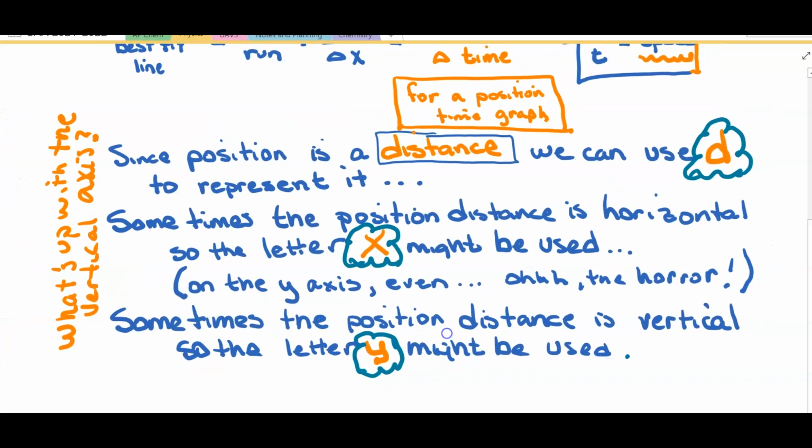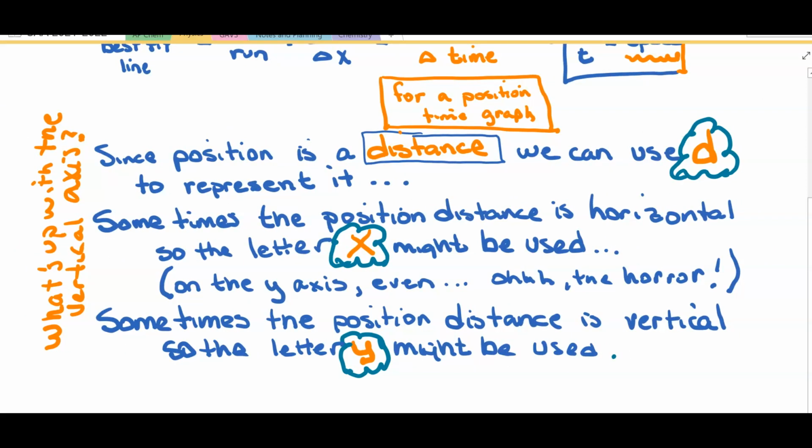So when you're asking yourself, what's up with all the labeling on the y-axis, just tell yourself, this is the dependent variable. It's a position distance. It could be a distance traveled from one position to another in the x direction, or the distance traveled from one position to another along a y or vertical direction.